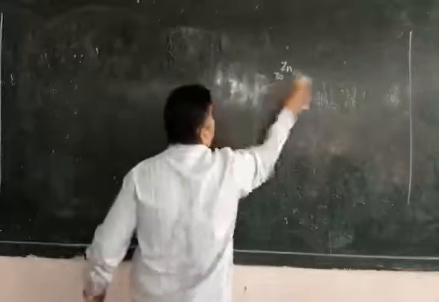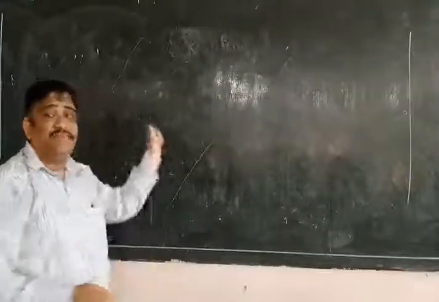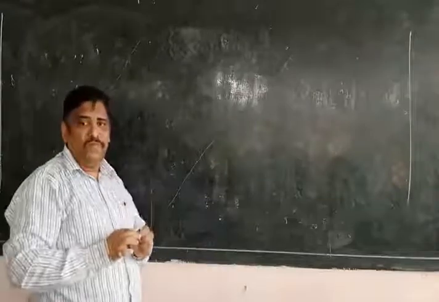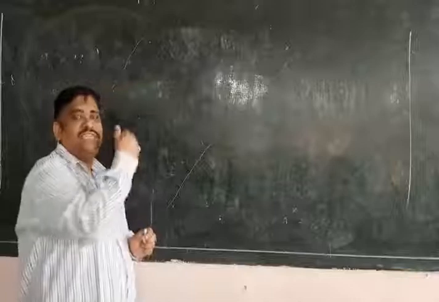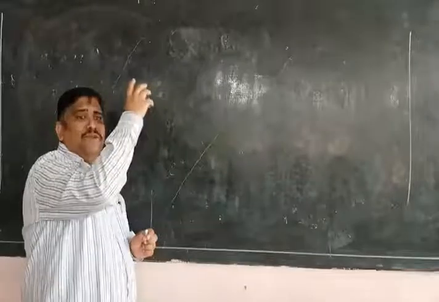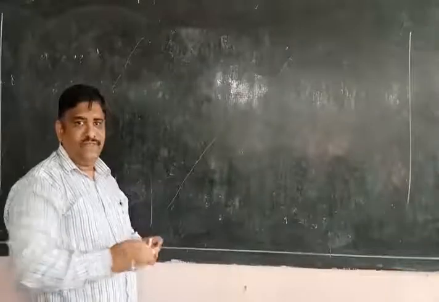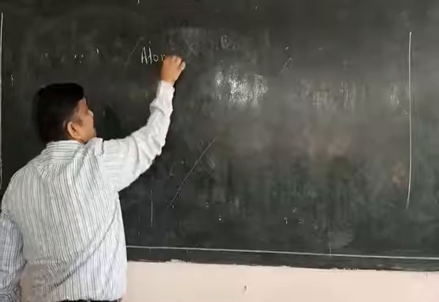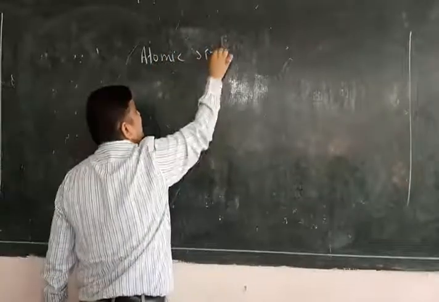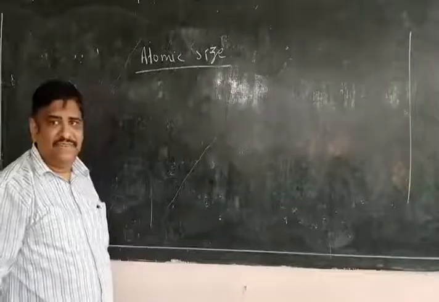Atomic size of the d block elements here. To discuss this property, you are going to remember only the 3d series. If you discuss the 3d series, the logic is applicable for 4d, 5d and 6d. Therefore, we will discuss the atomic size variation in the 3d series.